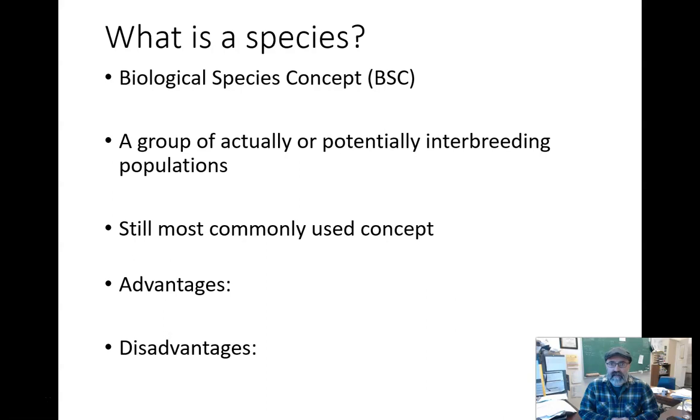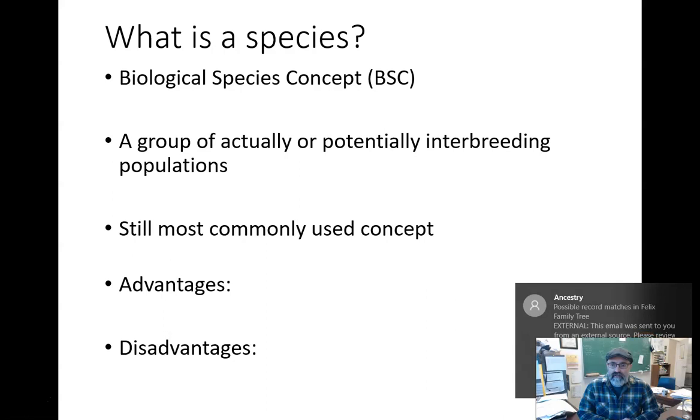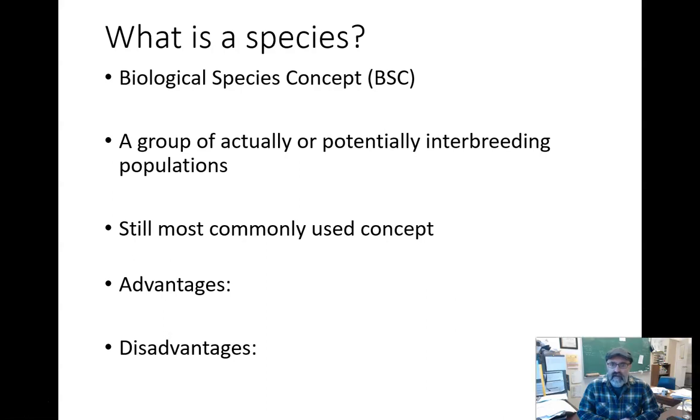That says that this group of organisms is a different species from another group if they interbreed within themselves, but don't interbreed with other such groups. So this is a group of animals that can potentially or actually does interbreed and produces fertile offspring. The Endangered Species Act uses this concept, and again, it's the most common.